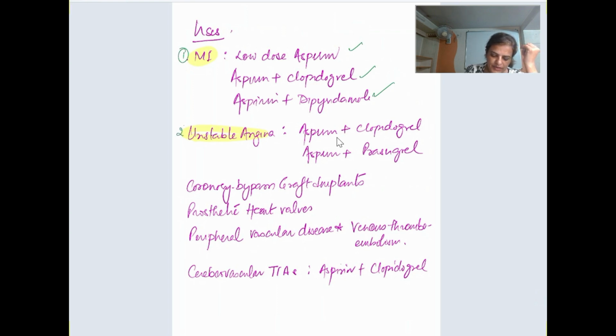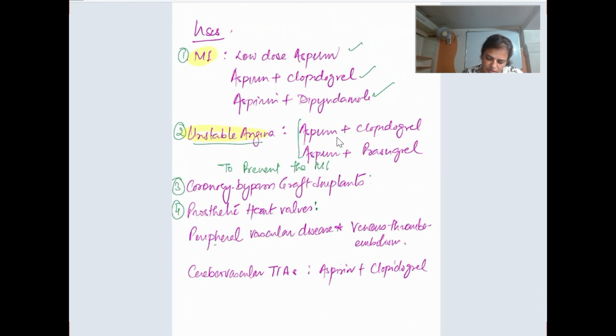Then unstable angina. In unstable angina, again we give a combination of aspirin with clopidogrel and aspirin with prasugrel. So in MI it was to prevent reinfarction, in unstable angina it is to prevent the MI. Now coronary bypass graft implant, that is the third. We use this during the surgery and after the surgery to maintain the patency of the blood vessels. Now prosthetic heart valve, so that thromboembolism does not form. That's why we use this antiplatelet drug.